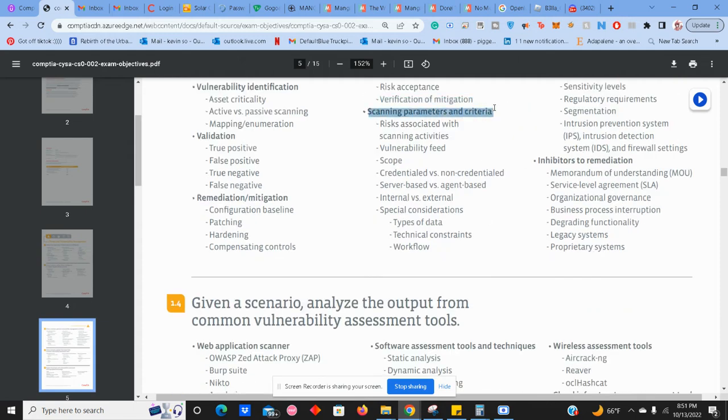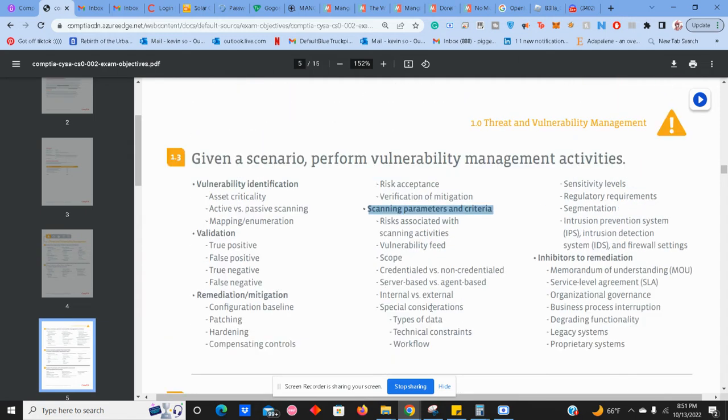For scanning and parameter criteria, we're going to be looking at risks associated with the scanning activities, such as the sensitivity of a device, the vulnerability feed, and also the sensitivity and legacy of the device. We have to look at the vulnerability feed as a way to get our information on vulnerabilities. We have to look at our scope: where we want it, what subnet, what device, what network.